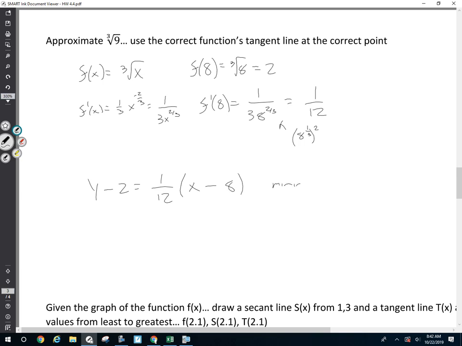This mimics the cubed root of x around x equals 8.